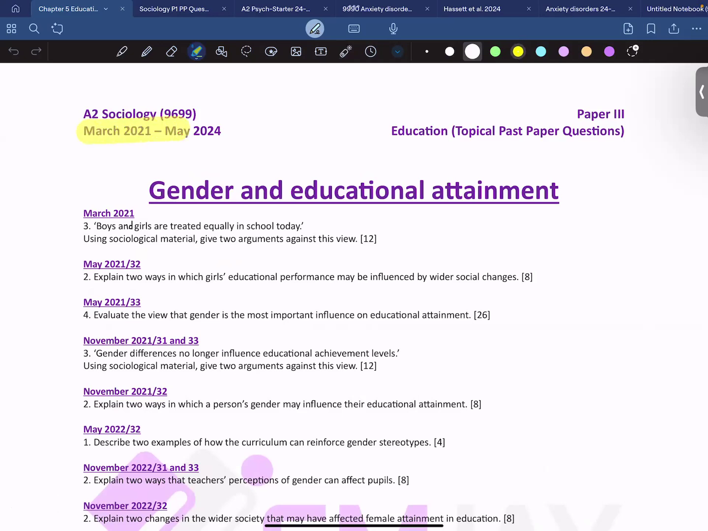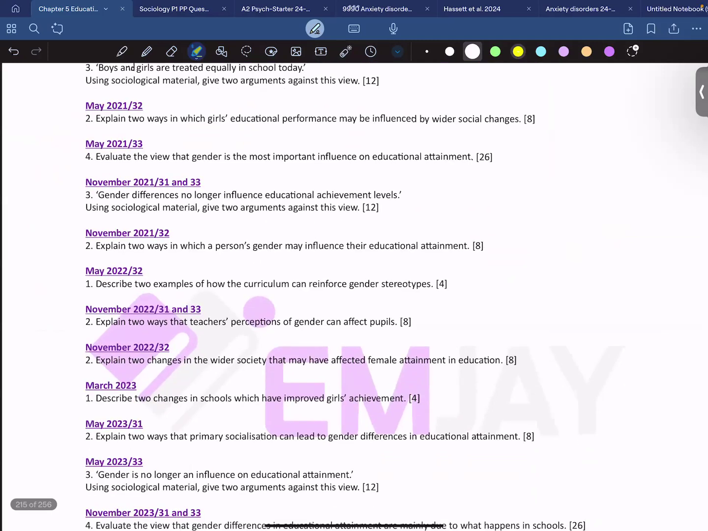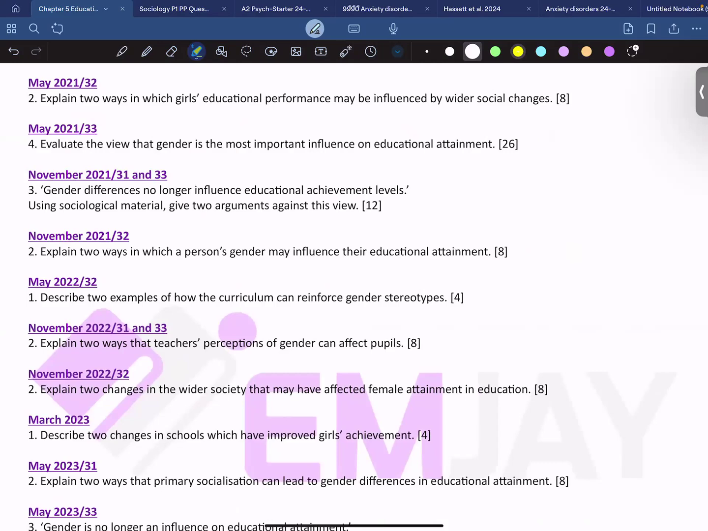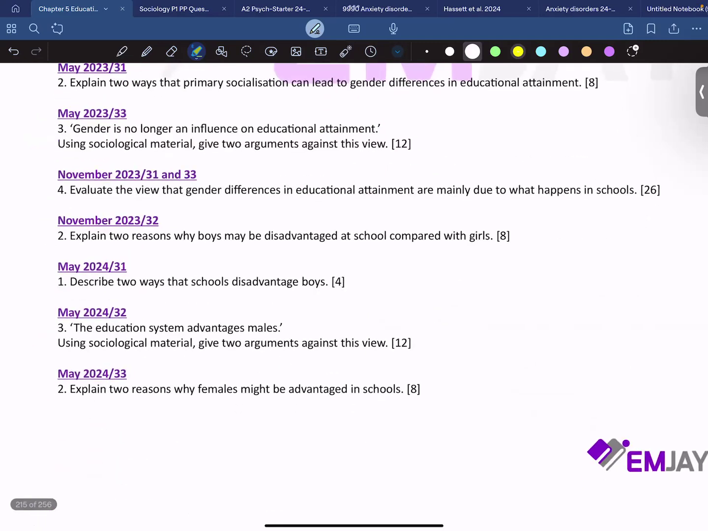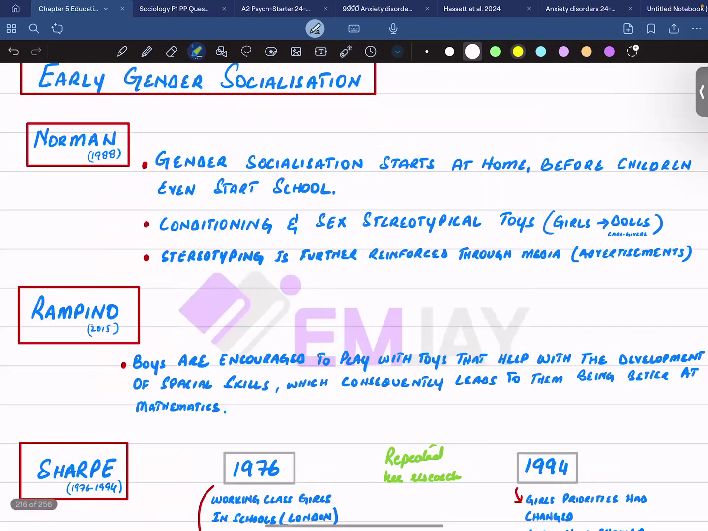So from March 2021 to March 2024, these are the type of questions that we've had on this particular topic. And it is, I think, very evident that this is not a topic that you would want to risk on, or this is a topic that you would not want to not prepare for. So these are a list of the questions that we've had. Without any further ado, let's begin.